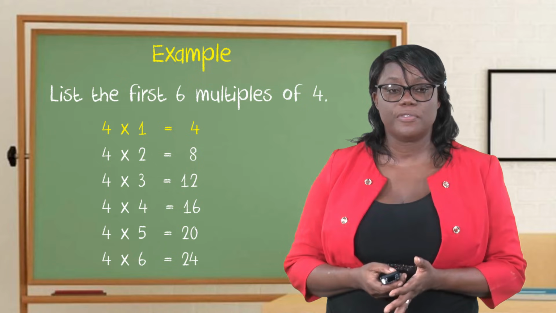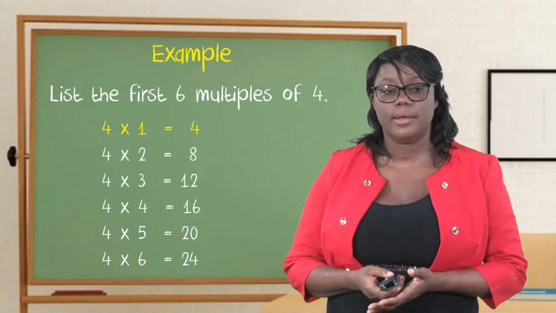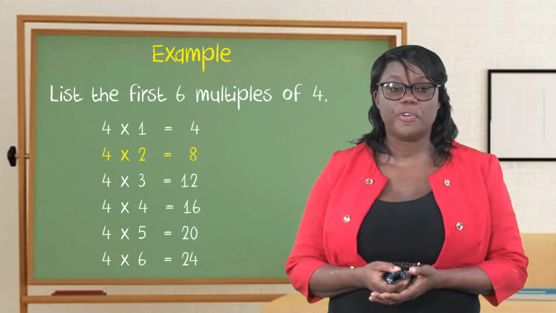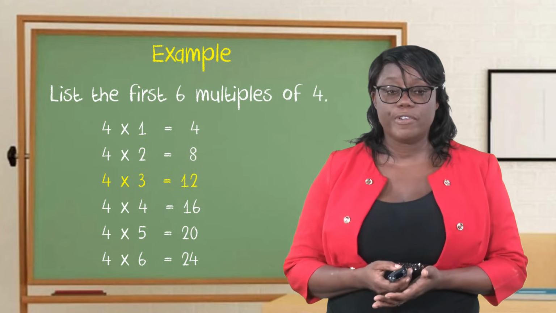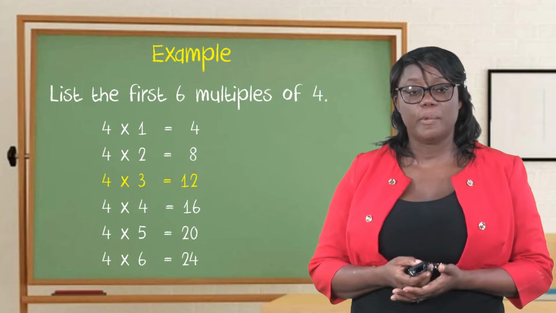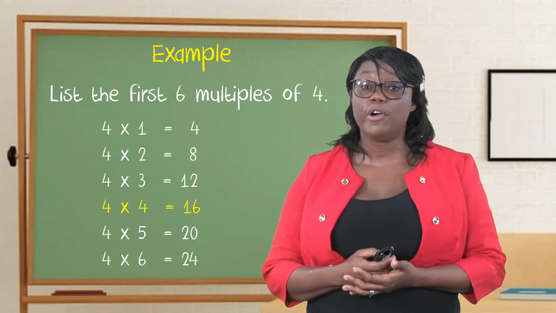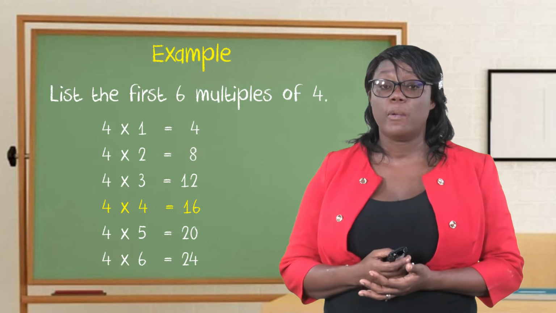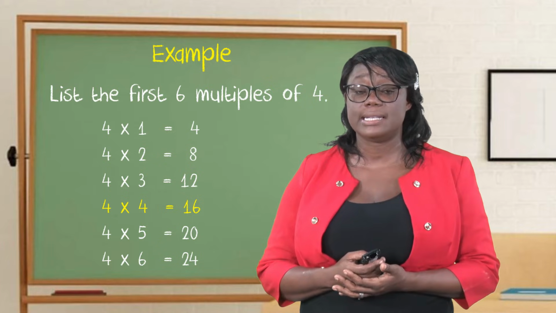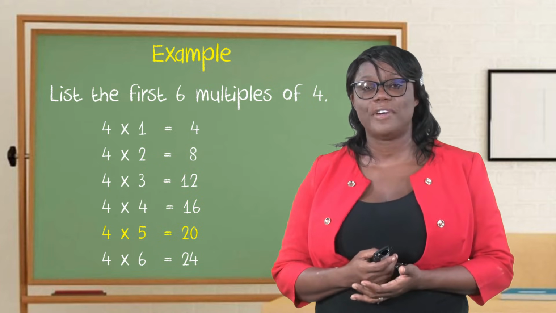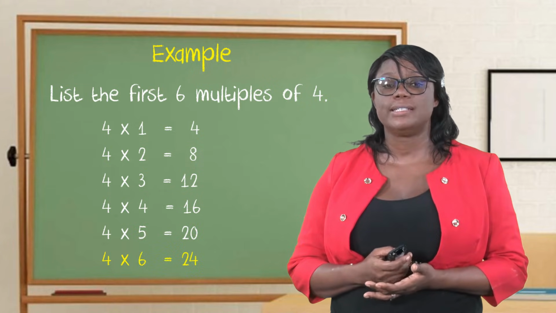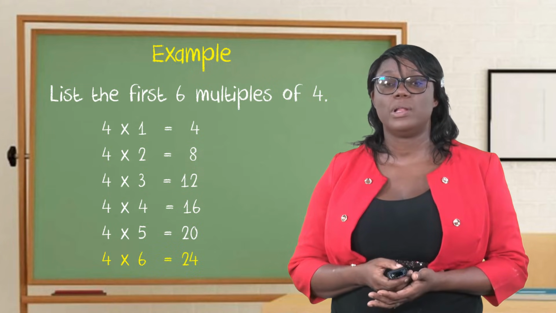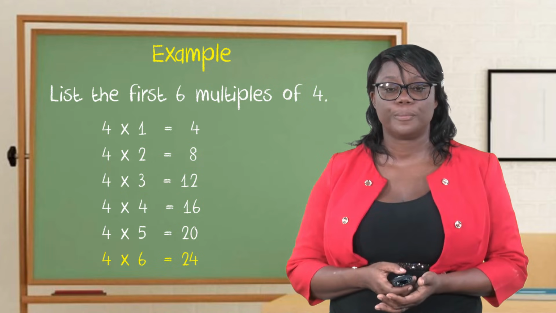So first, 4 times 1 will give us 4. 4 times 2 will give us 8. 4 times 3 will give us 12. 4 times 4 will give us 16. 4 times 5 will give us 20. 4 times 6 will give us 24.